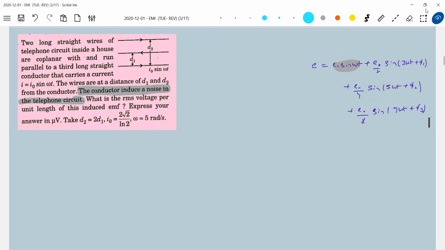That's what it is saying. The conductor induces noise in a telephone circuit. Not only this, even this also. What is the RMS voltage per unit length of this induced EMF? Since he said noise, this is unwanted, but he's asking again the RMS value of this one. I think you have to take the RMS value of this, and all these are unwanted.